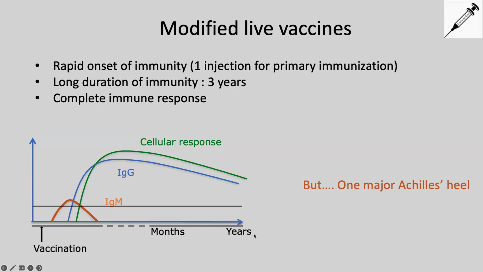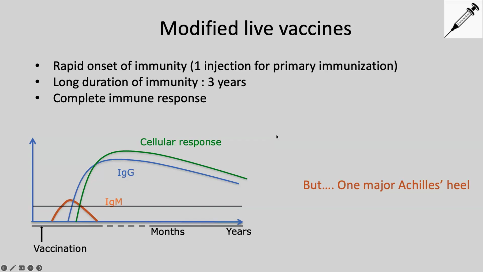And if we look at what we know about immunogenicity, we know that one injection is enough for a good primary immunization. We also know that when a robust immune response is induced, we have a duration of immunity of at least 3 years. And once again, it induces a complete immune response, with a cellular and humoral immune response.